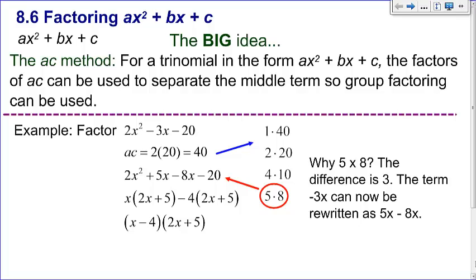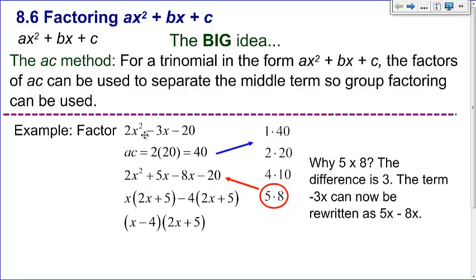Alright, so let's talk about factoring ax squared plus bx plus c. The big idea here is by using the AC method, we can take a trinomial in the form ax squared plus bx plus c, and we use the first term and the constant, a and c. The product of those two values is important for us because we can use it to break apart the middle term and then use group factoring. Alright, there's a lot going on there. Let's take a look at an example here.